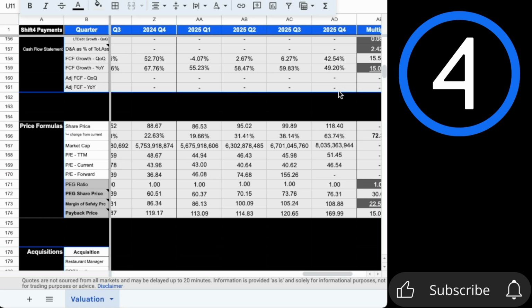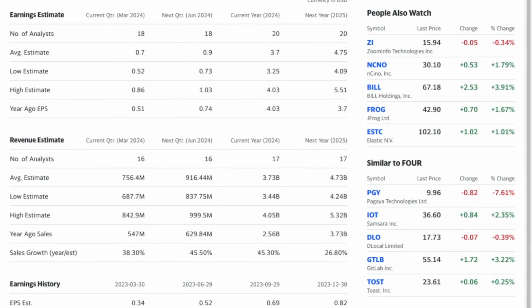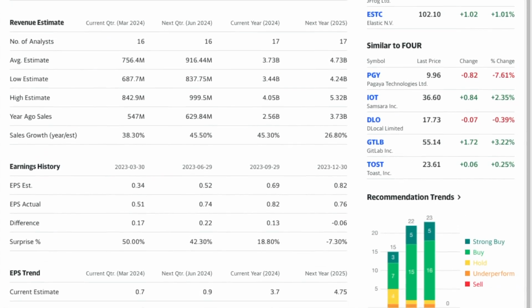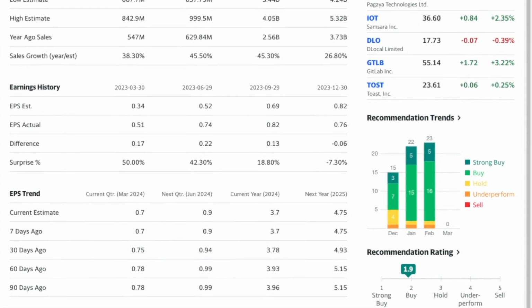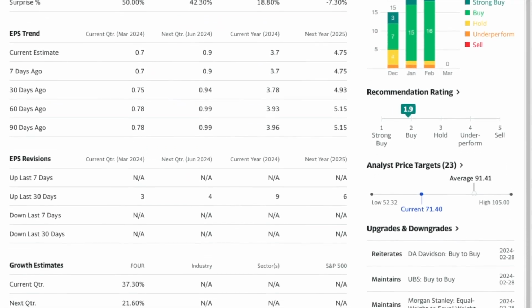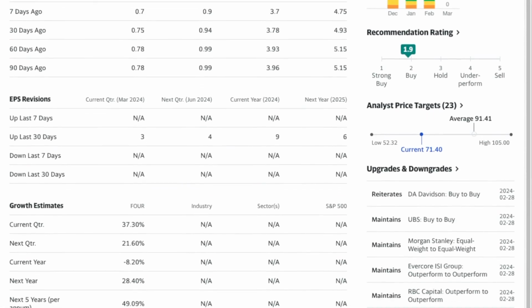But before we get ahead of ourselves, let's compare our results to Wall Street's. As of the time of recording, Shift4 is covered by 16 to 20 analysts. What we're going to do is take the revenue, earnings, growth estimates, and price targets and park these numbers on the side of the screen and compare against the numbers that we're arriving at ourselves.